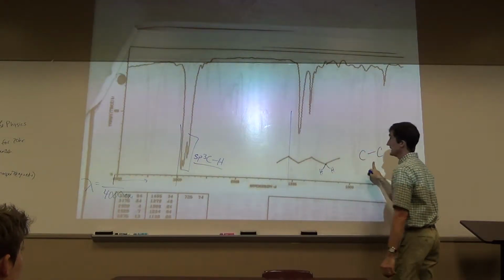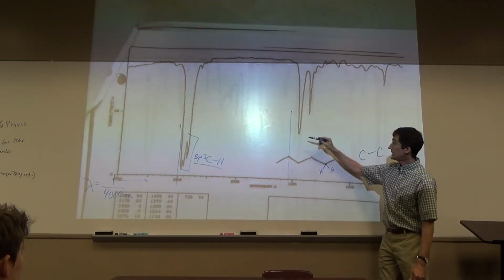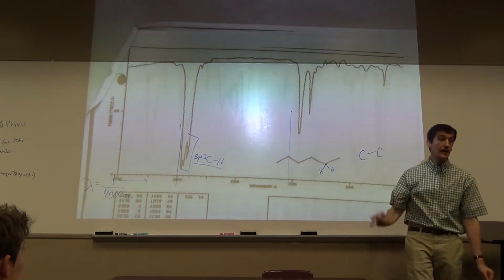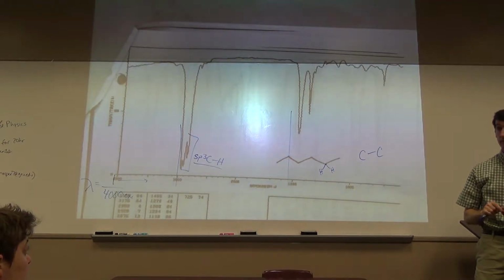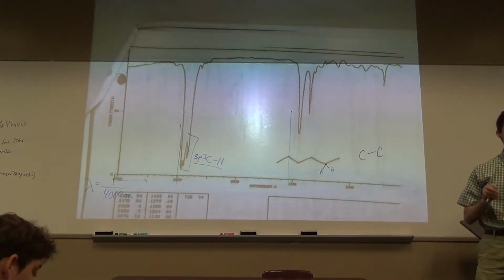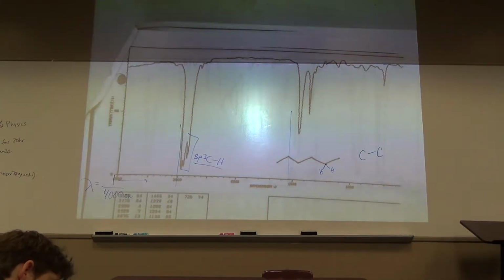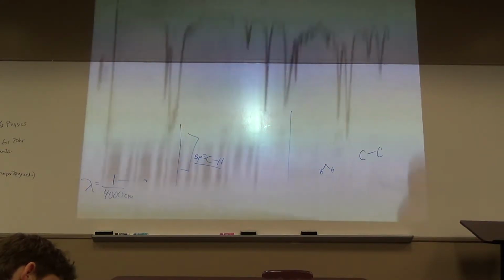Where's the C-C? I'm not sure. It could be this. I don't know. I'm sure you could look it up in a table and they would give you an idea. But we're not going to identify peaks in the fingerprint. Maybe 1 or 2 when we look down there. Okay.